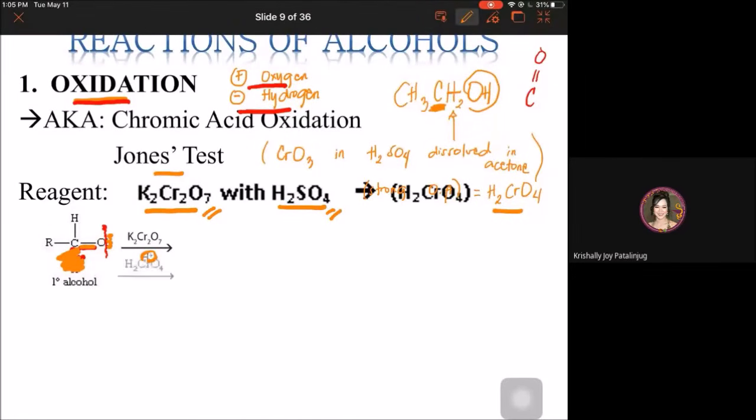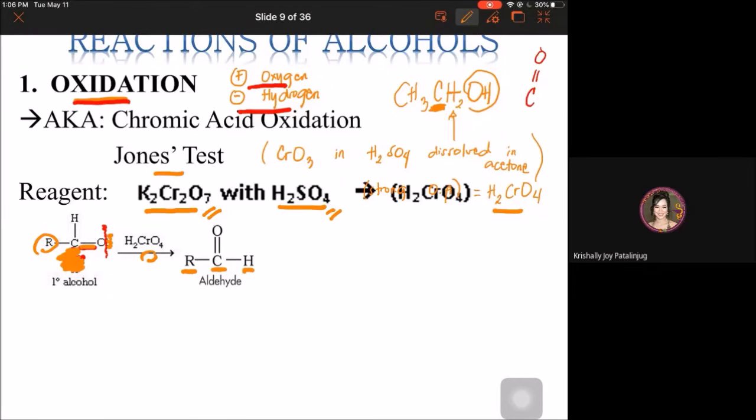RCOH. Okay? And that is aldehyde. Di ba? R, C, H, then double bond O. Okay? So aldehyde ang intermediate, initial product. Okay? Upon oxidation of primary alcohol using chromic acid. Okay? Ingon ko intermediate product pa siya.